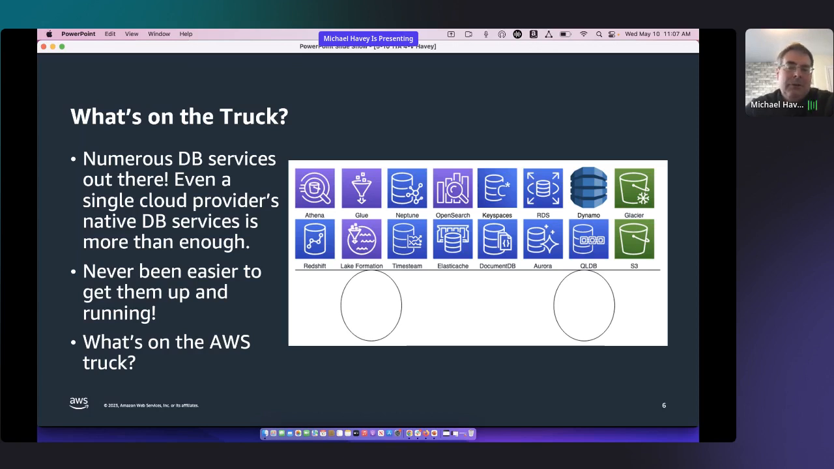We have relational with RDS and Aurora. Dynamo is a key value pair database. QLDB, or the Quantum Ledger database, is suitable if I want to build business objects with immutable history. And then we also have object storage with S3 and Glacier. So even within the AWS realm itself, we have many, many choices.